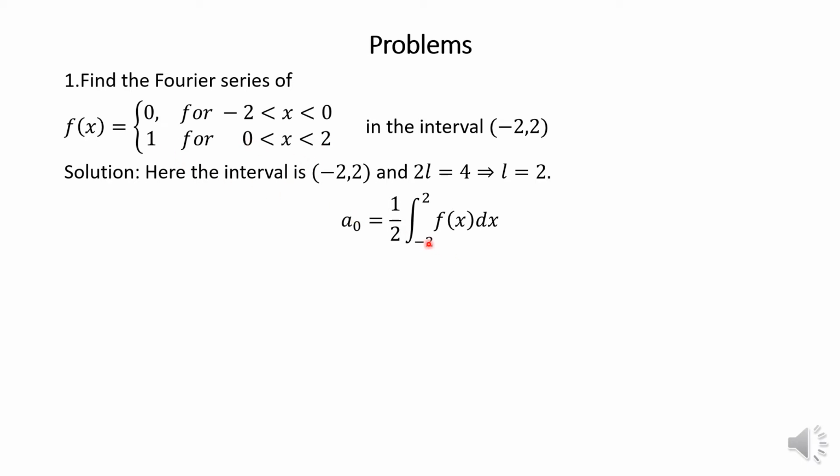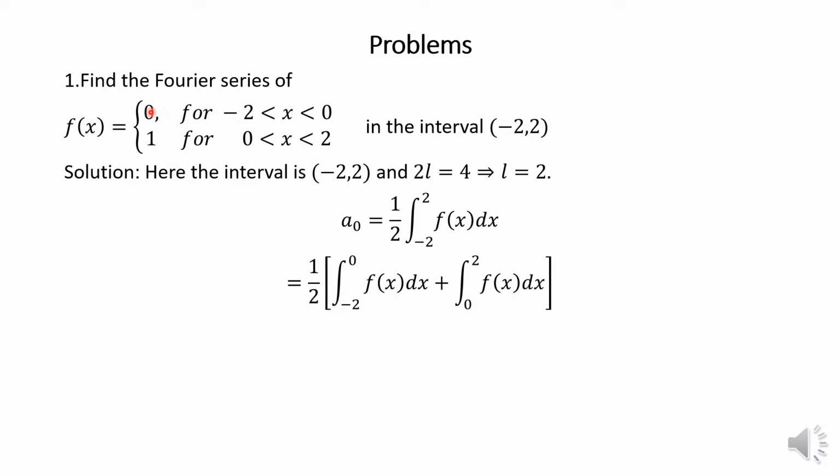You split this integral from minus 2 to plus 2 as minus 2 to 0 and 0 to 2. This is one of the properties of definite integrals. So I am splitting the integral from minus 2 to plus 2 like this: 1 by 2, a constant, times integral minus 2 to 0 of f of x dx plus integral 0 to 2 of f of x dx.